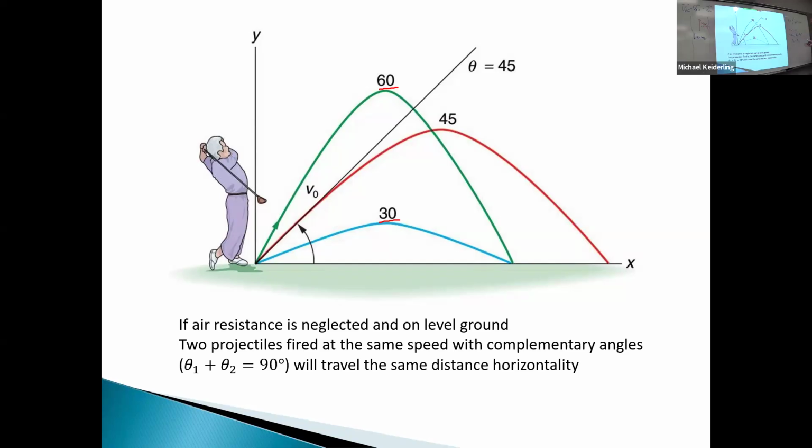Basically, here is an example. If you fired at 60 degrees and at 30 degrees, they'll travel the same distance horizontally. The 60-degree one will travel more slowly horizontally, but it'll take more time because it goes higher. The 30-degree one will travel faster horizontally, but it'll take less time because it goes lower. And those factors will even out if the two angles add up to 90 degrees.